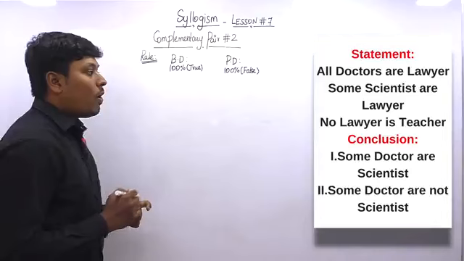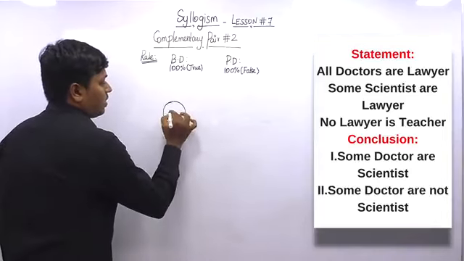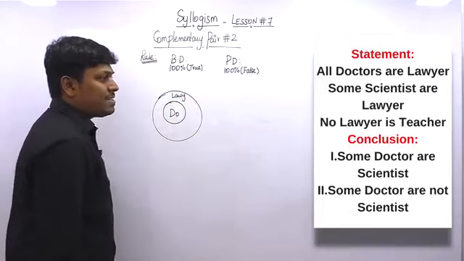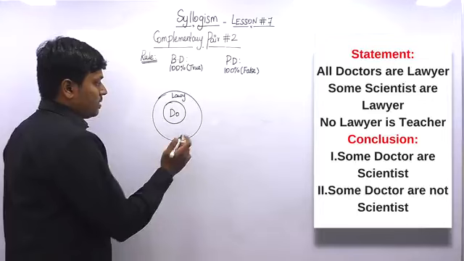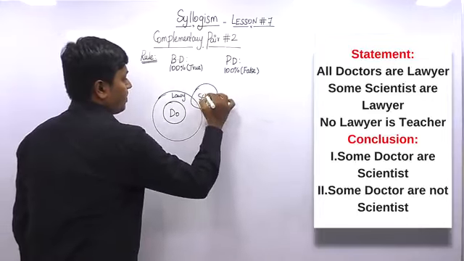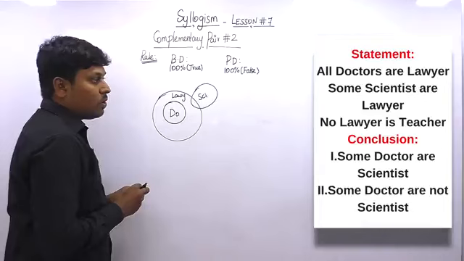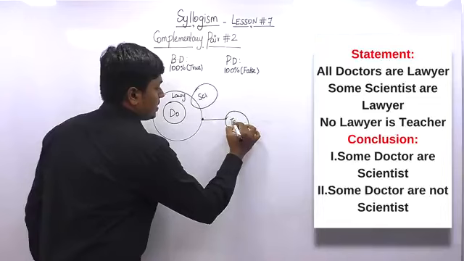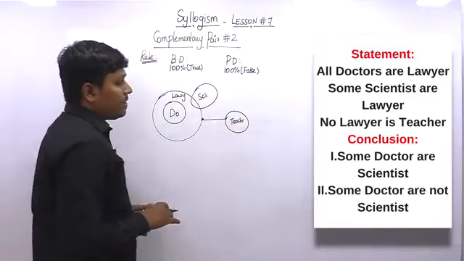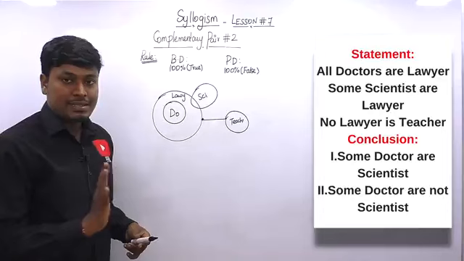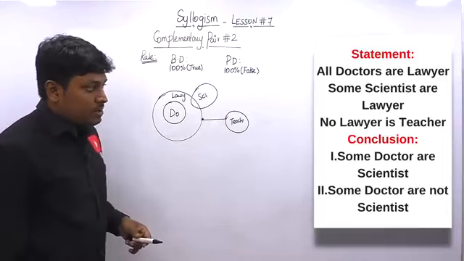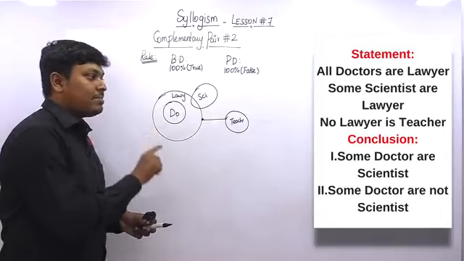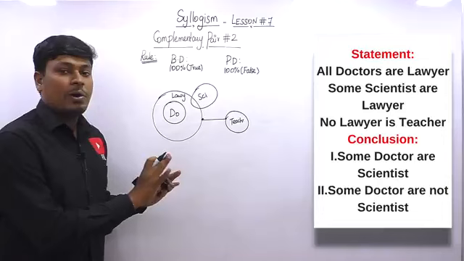Question number 3, all doctors are lawyers. So all doctors are a lawyer. And the second statement is some scientist or lawyer. So some scientist or lawyer, okay. And the last statement is no lawyer is a teacher. So no lawyer is a teacher. So finally we have drawn the Venn diagram for the given statements, which is a basic diagram, right? So now let me move on to the conclusions. Conclusion number 1, some doctors are scientists, and conclusion number 2, some doctor are not scientist. So it looks like a complementary pair.